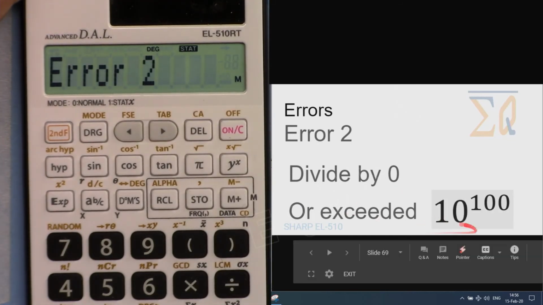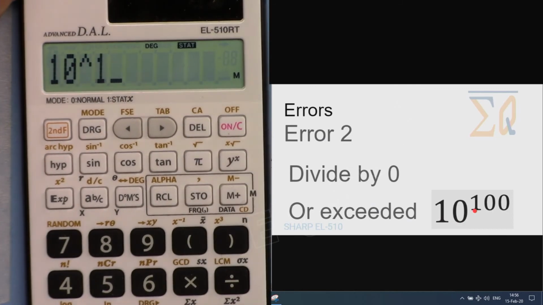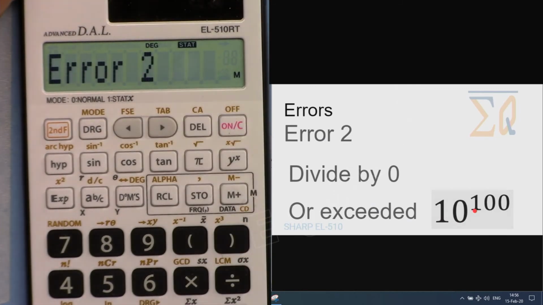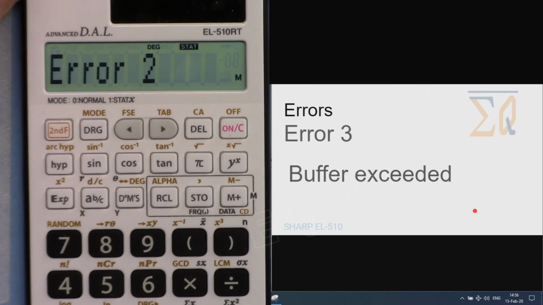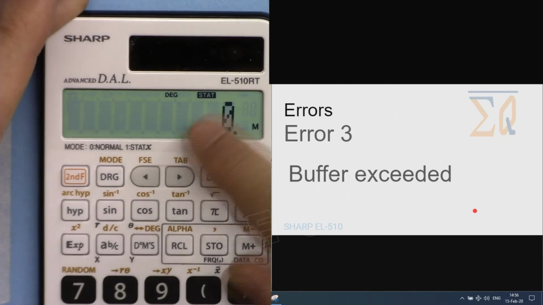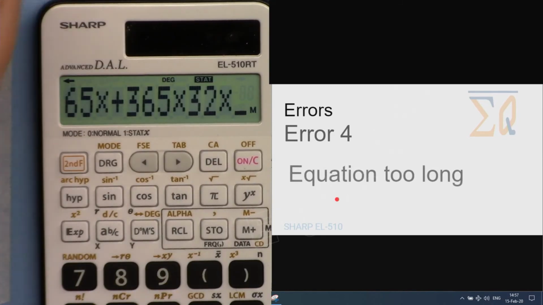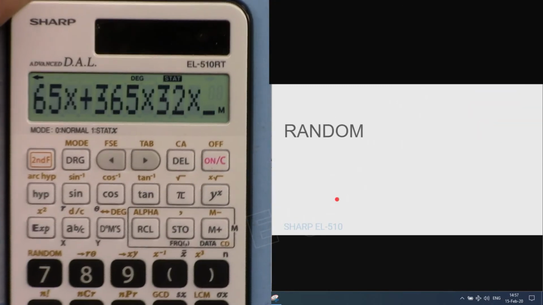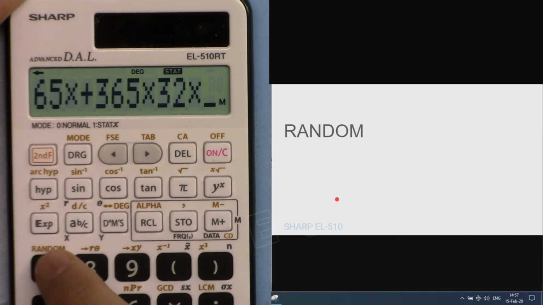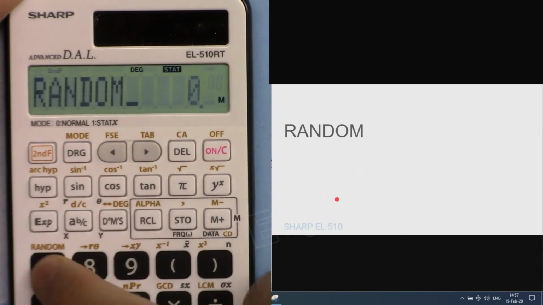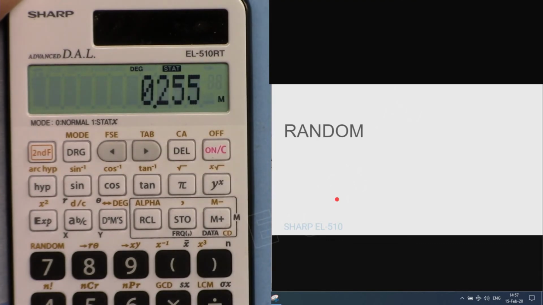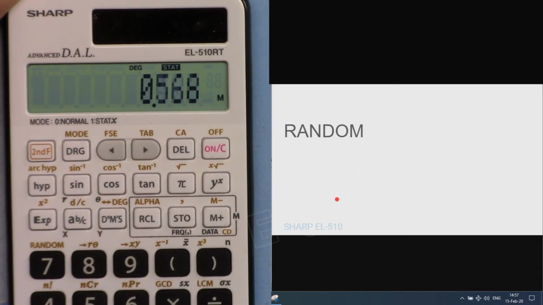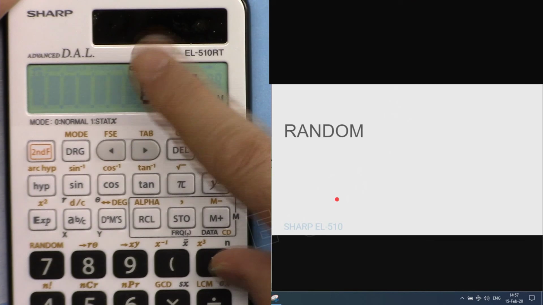Or if you have exceeded a value, let's say 10 to the power 100, you get error because that's too big. And error 3 is buffer, which means you did a lot of calculation, and number 4 is actually long equation. And here's one more thing that we have here, which is random number. If you press second function on this, it will generate random number. If you press equal sign continuously, it will give you a decimal point random number.